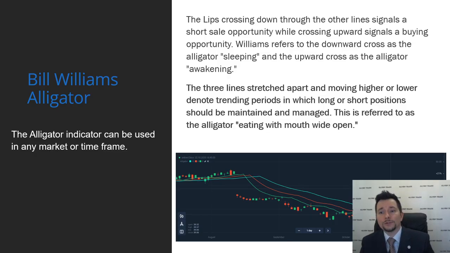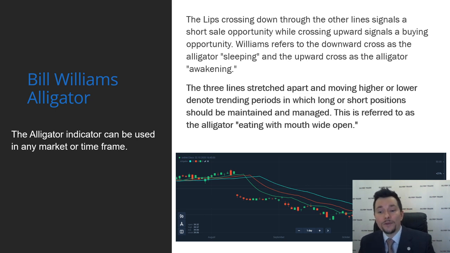Now, here are the signals. When the lips cross down through the other lines, the green line is the lips, and it crossed down through the red line and through the blue line, this signals a short selling opportunity. So just like how we use moving averages, a cross of the quicker moving line over the longer moving line is a signal of a change of trend. You guys are catching on?